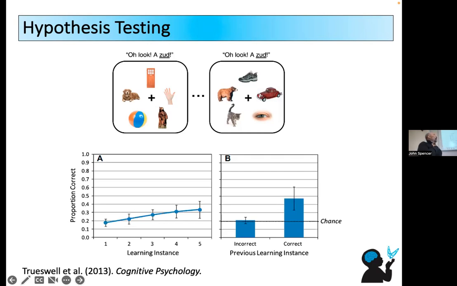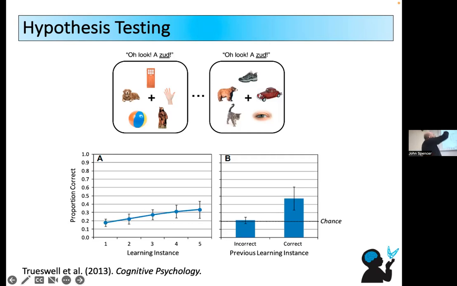So in experiments like this, importantly, I haven't said anything about feedback. Okay, there's no feedback in these types of experiments. So the idea is you're not learning through explicit feedback and reinforcement learning, for example. You're learning through this statistical cross-situational mechanism, okay?